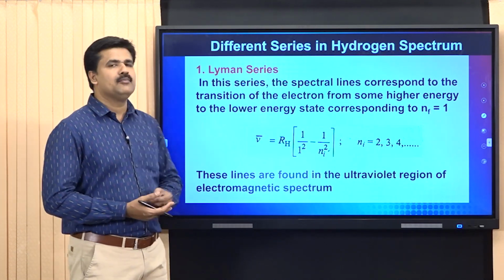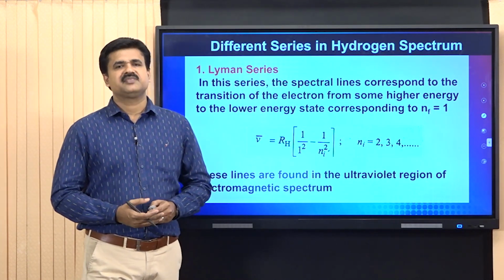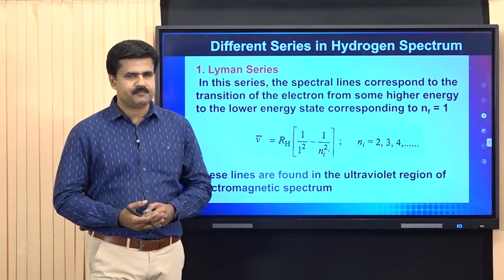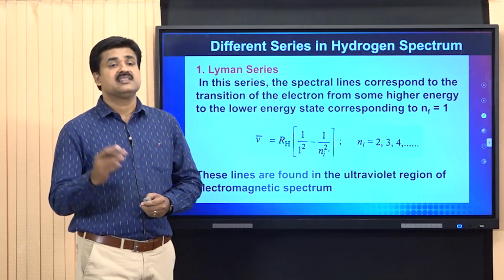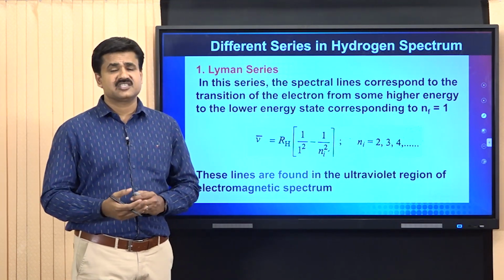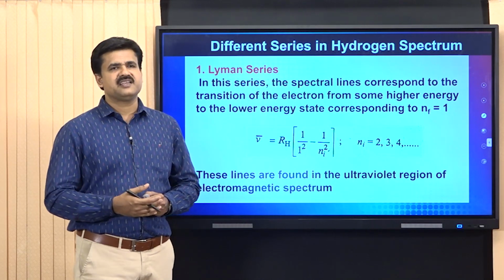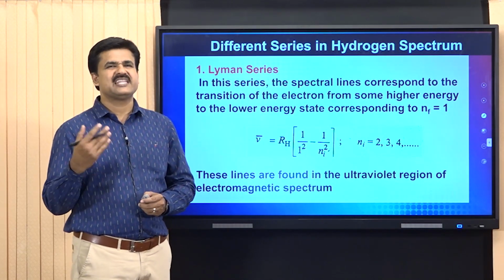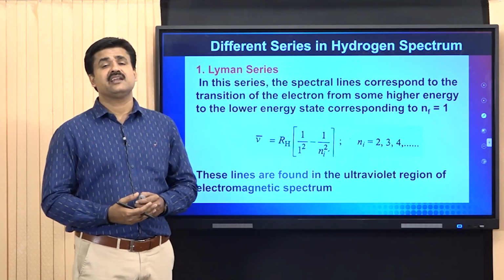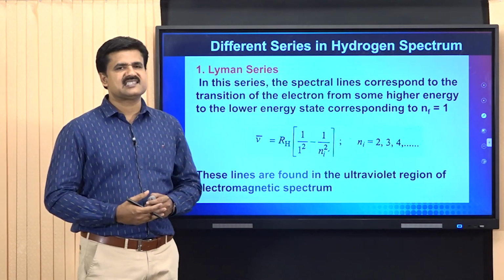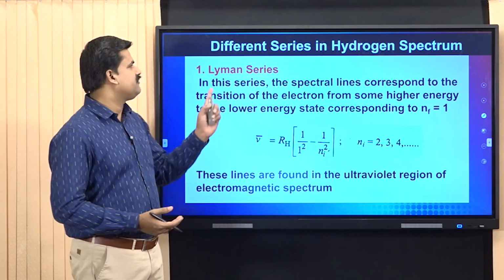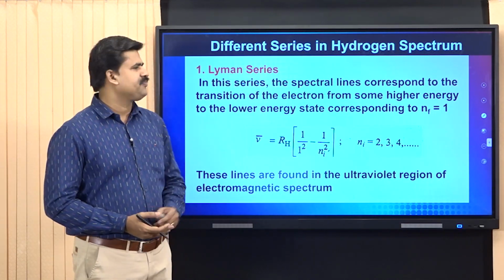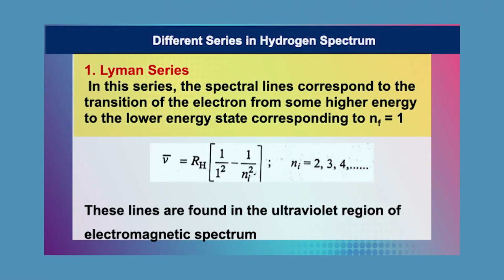Now, we can move on to different series that may appear in the hydrogen spectrum. I already mentioned the fact that there are enormous lines in the emission spectrum of hydrogen. We can classify these lines into different series based on their appearance in different regions of the electromagnetic spectrum. And we are now discussing different such series. The first series is the Lyman series. In this series, the spectral line corresponds to the transition of the electron from some higher energy to the lower energy state corresponding to n final equal to 1.